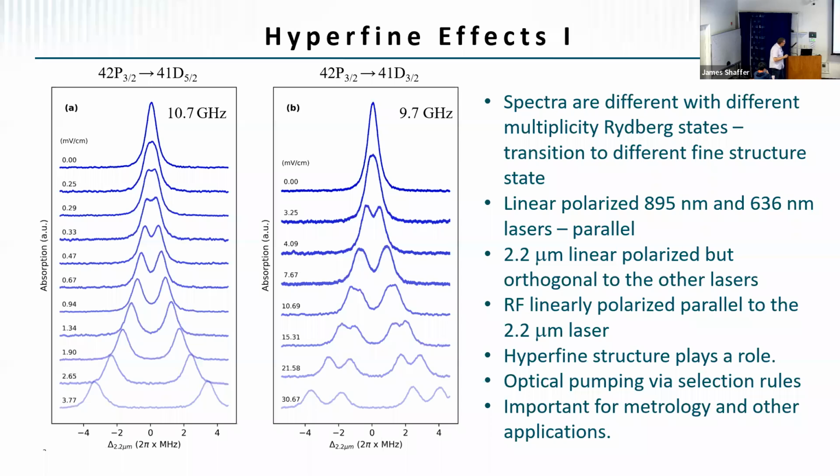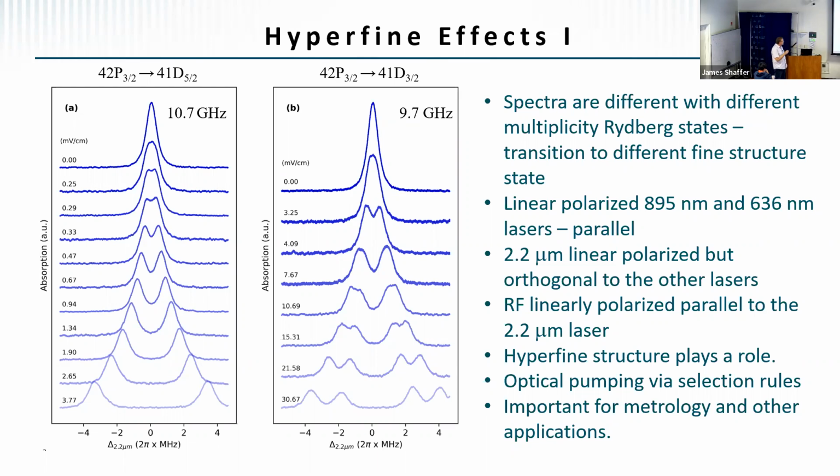So these are both done at nearby frequencies. You can see here that the launch state at the Rydberg is the same, 42 P3/2, but this transition is taken to 41 D5/2, and this is to the other fine structure state here. They're separated by about a gigahertz. And the difference here is the multiplicity of this transition is different. So you have to think about optical pumping effects and what transitions you're driving here.